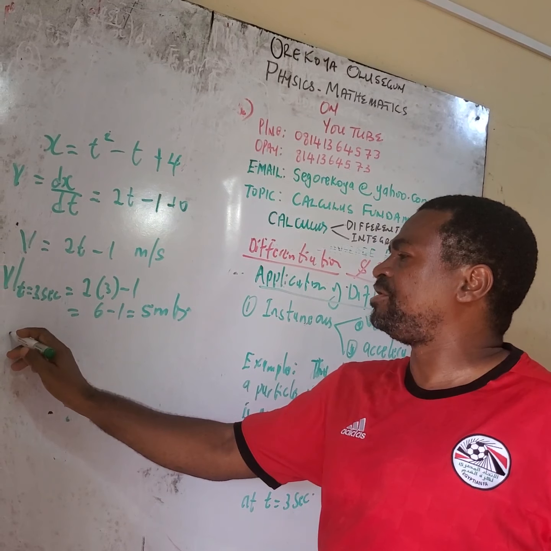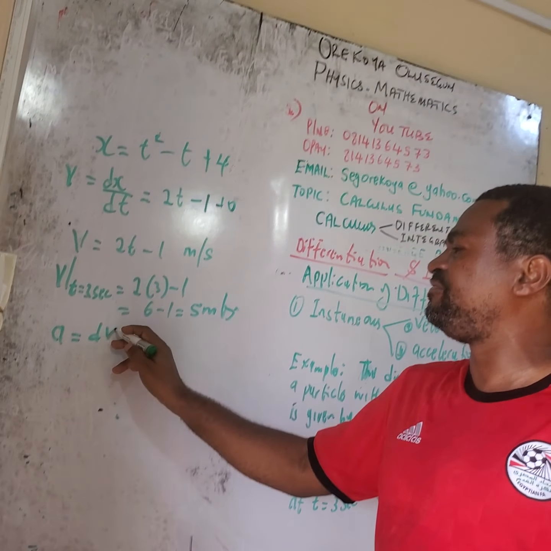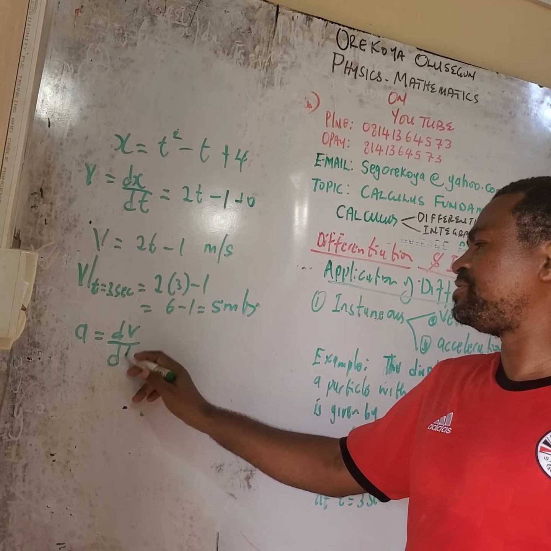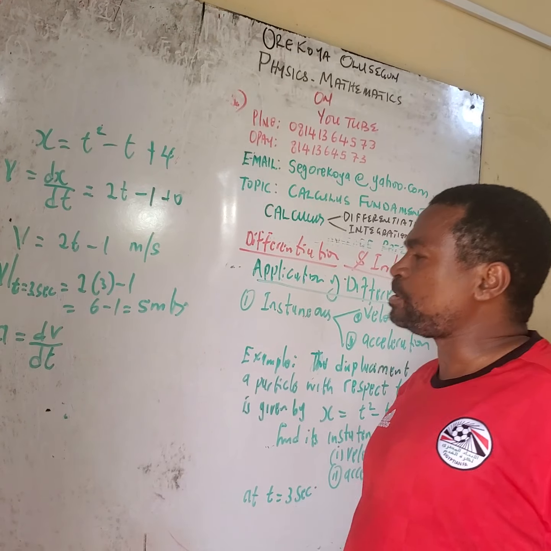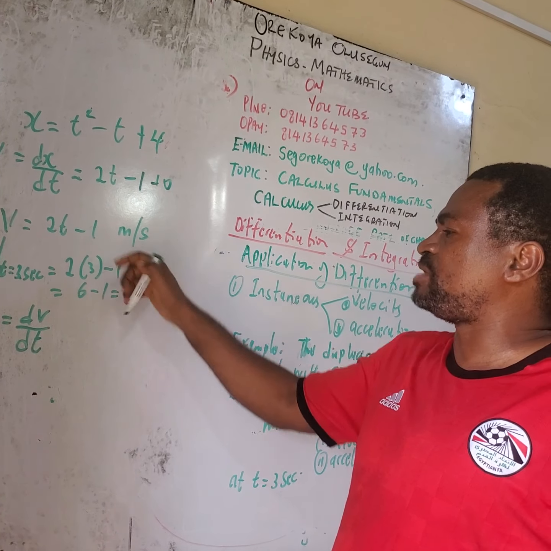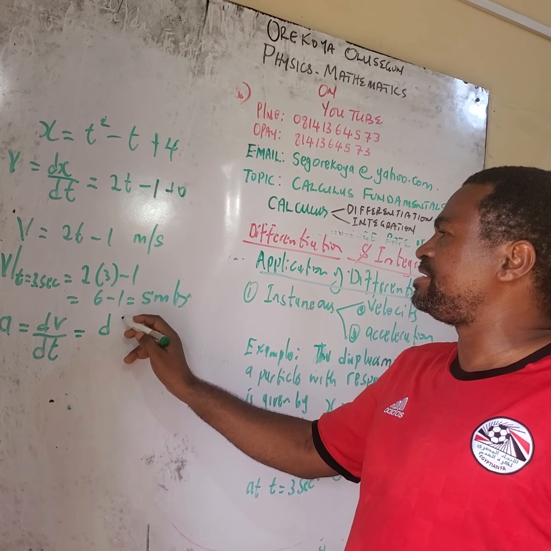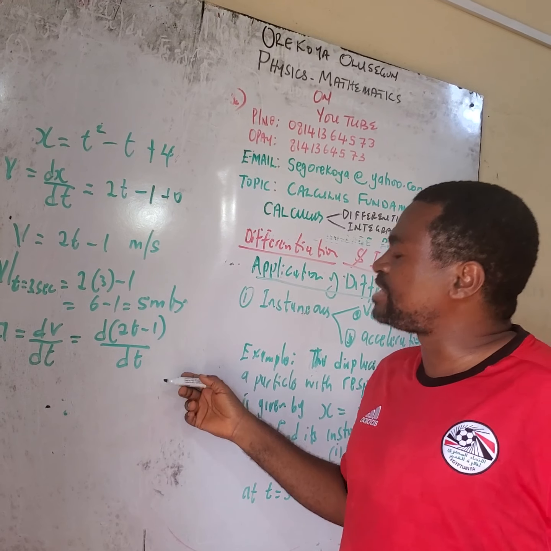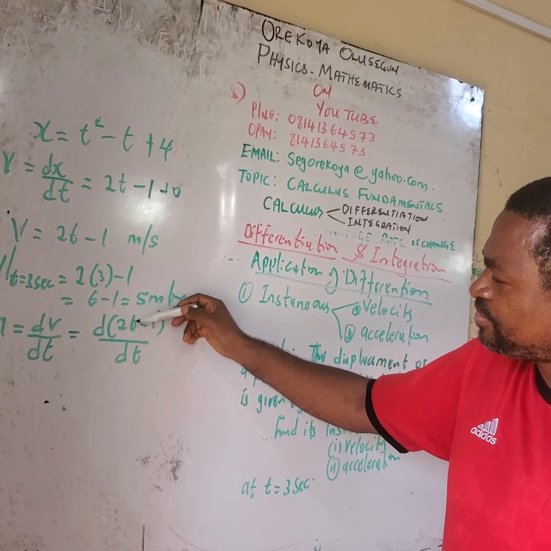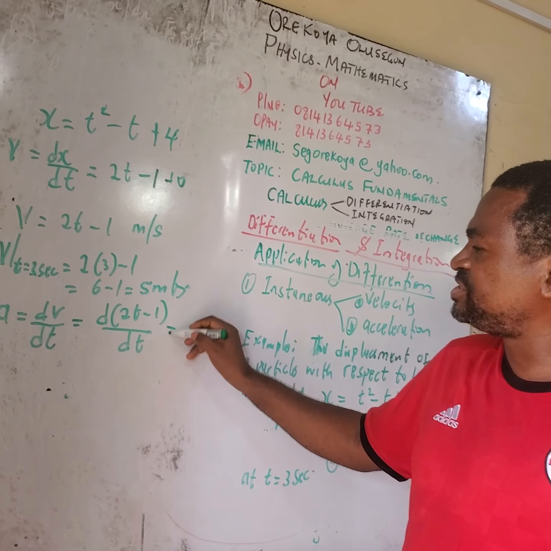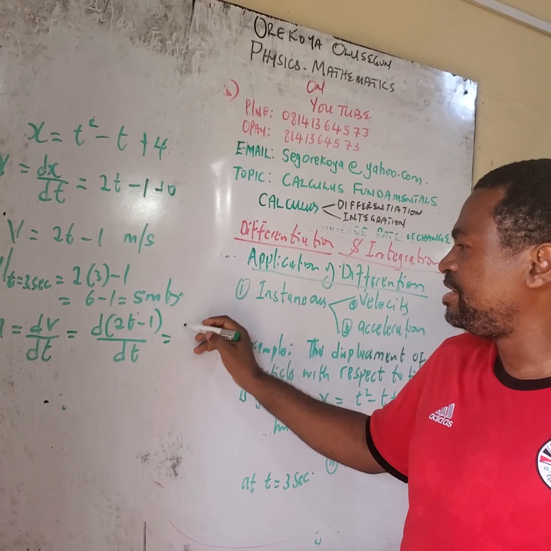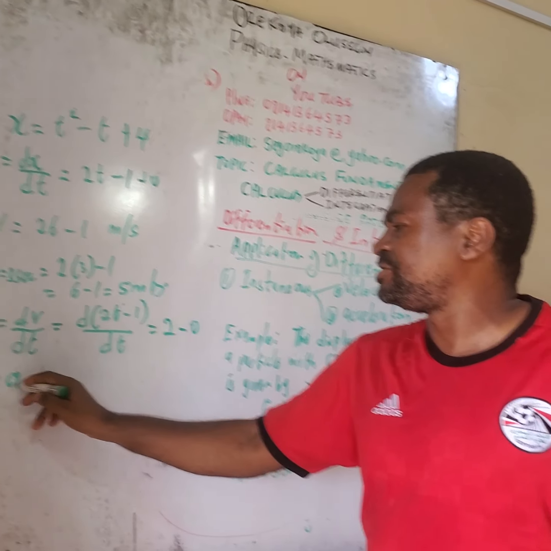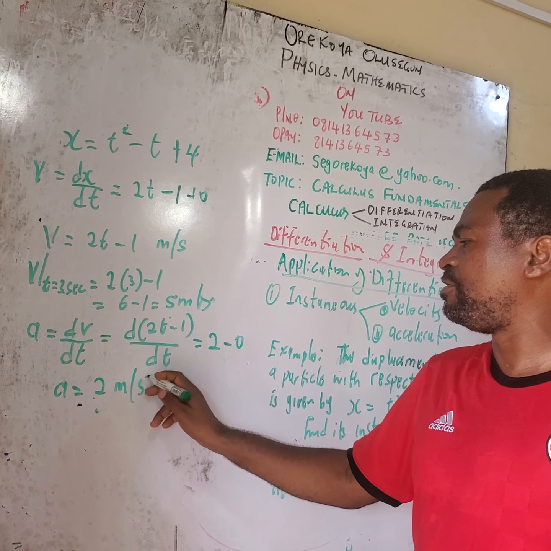Now, according to physics, acceleration is given as the instantaneous rate of change in velocity with respect to time. Now, the velocity that we have here is 2t minus 1. So we can write it as d(2t minus 1)/dt. So that means we need to differentiate the velocity that we obtained again. When we differentiate this, you use this power to multiply, so you have 2. Differentiation of a constant will give you 0. So that means acceleration now is 2 meters per second squared.